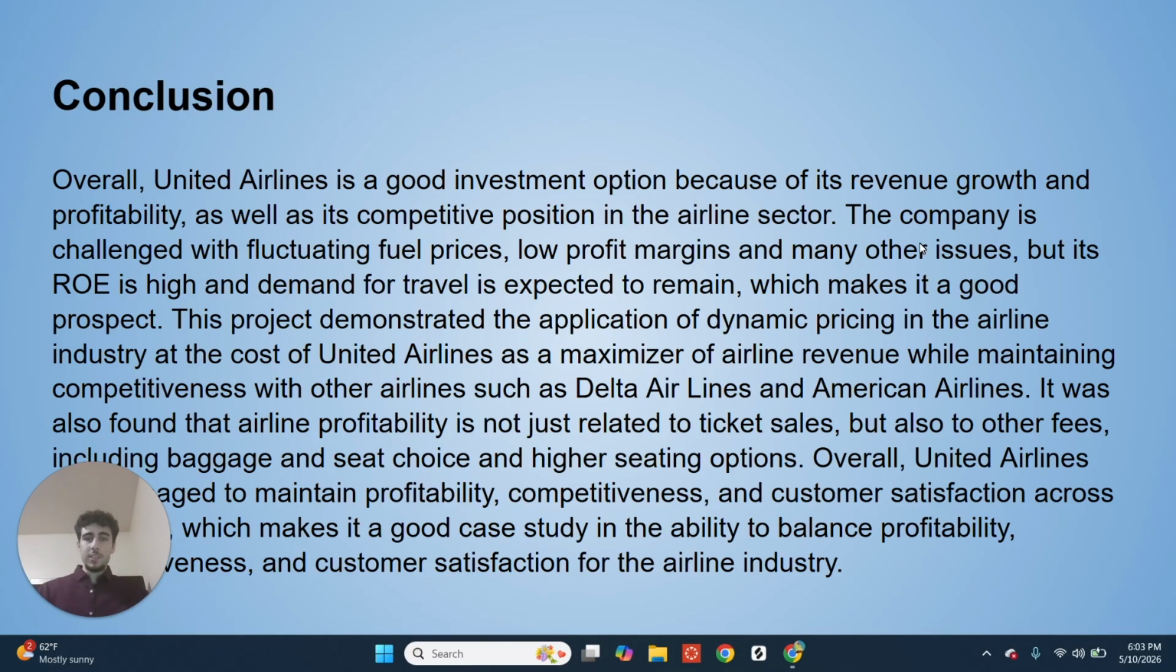In the end, United Airlines has been able to balance profitability, competition, and customer satisfaction fairly well. And that's what makes it a strong example of how airlines manage both business performance and customer expectations in such a competitive industry.